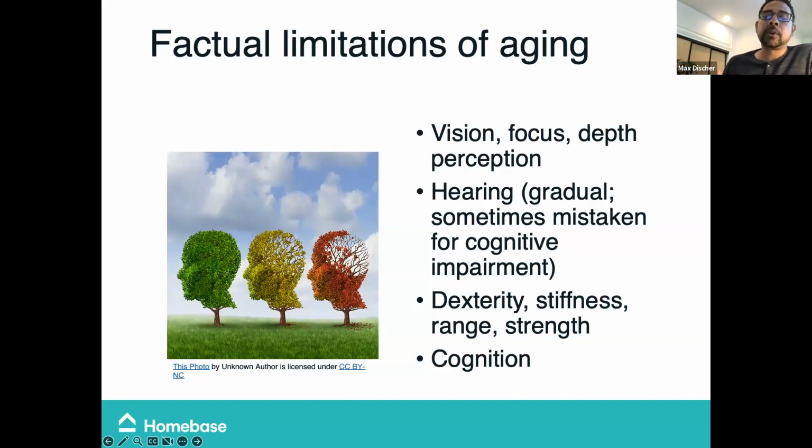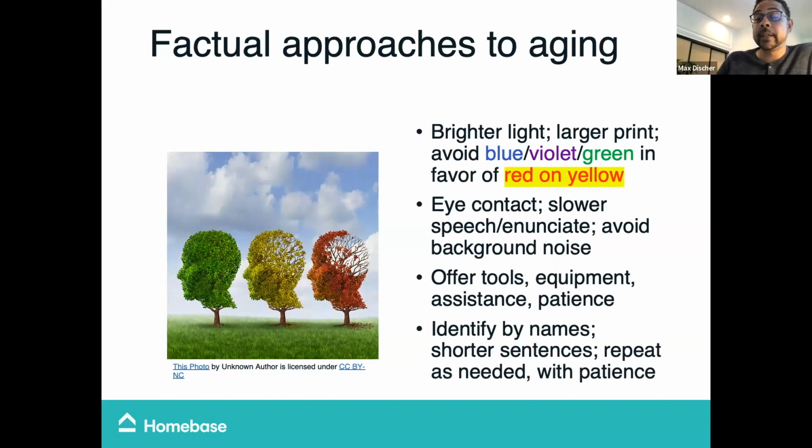In addition to that, we're also going to see dexterity issues, stiffness and range of motion, and of course, strength. And then cognition is another limitation that is very common in older age. Waning cognition, that is.